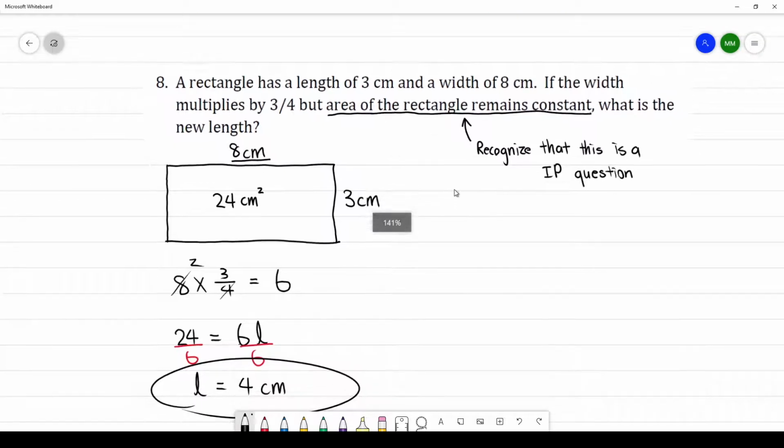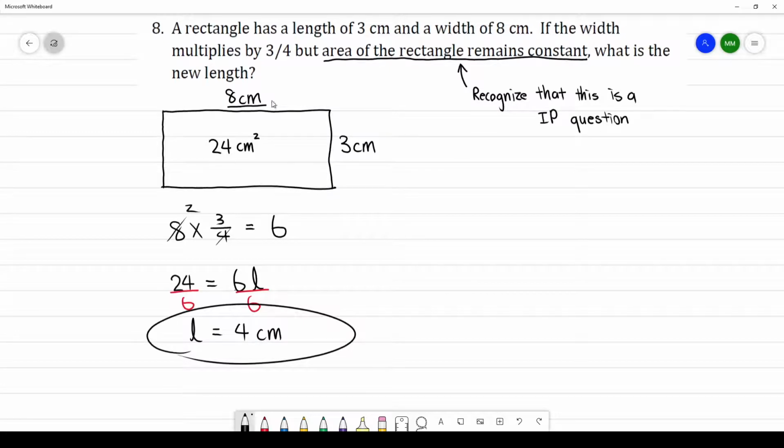So the key is to recognize this statement. The area of the rectangle remains constant. So this means that it is an inverse proportion question. And then now all you got to do is find the constant of proportionality. So that's the constant product here. And then you can just solve the equation.